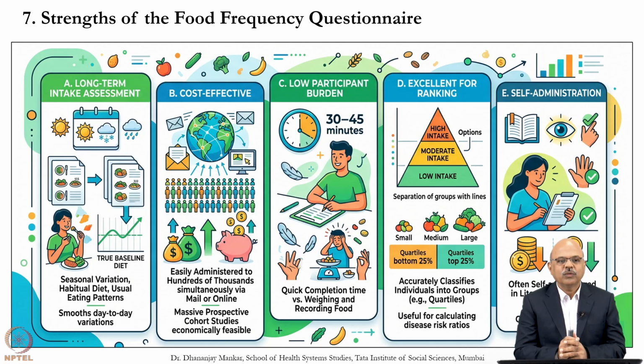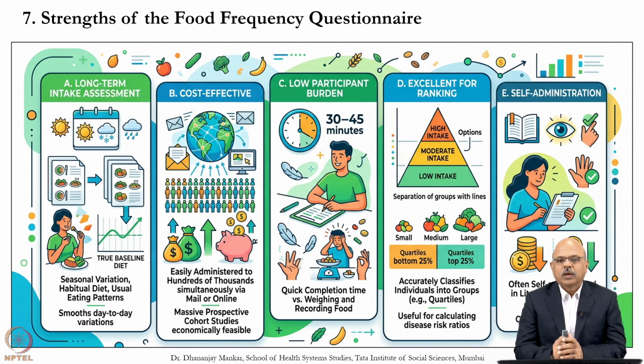What are the strengths of FFQs? Long-term intake assessment, which is already stated. It also captures seasonal variation, habitual diet and usual eating patterns. Cost effective, estimated at hundreds to thousands of participants, even over mail or online. So massive prospective cohort studies are economically feasible. Low participant burden, with a reduction of time from 30 to 45 minutes to a quick completion time, versus weighing and recording food, which is a constraint for respondents.